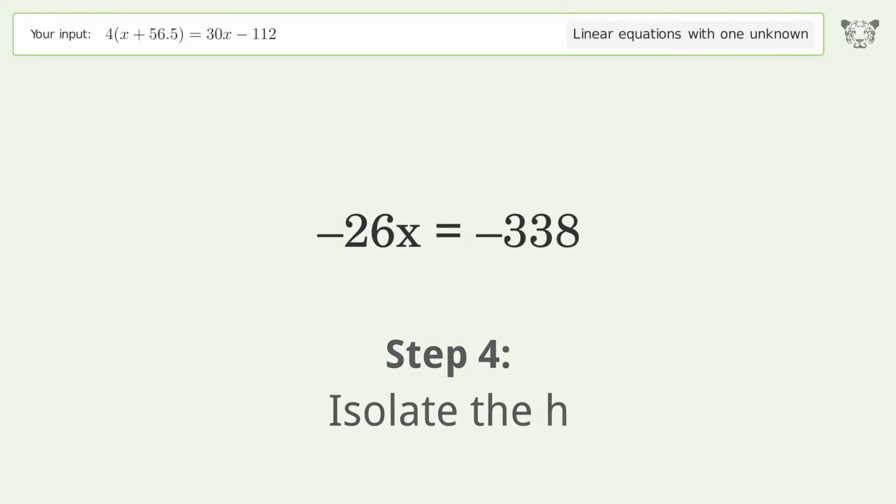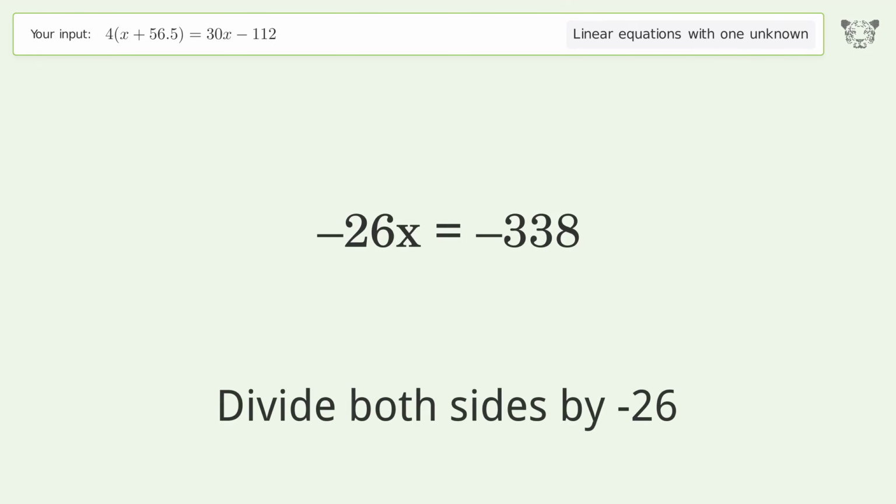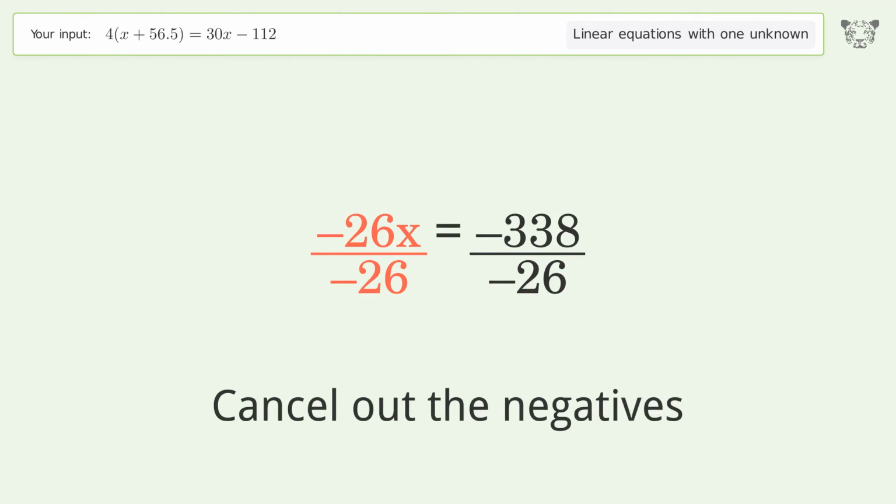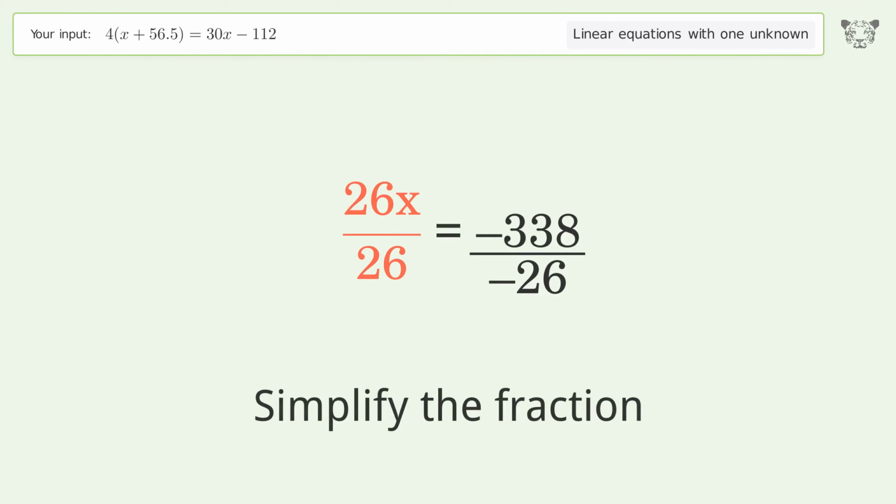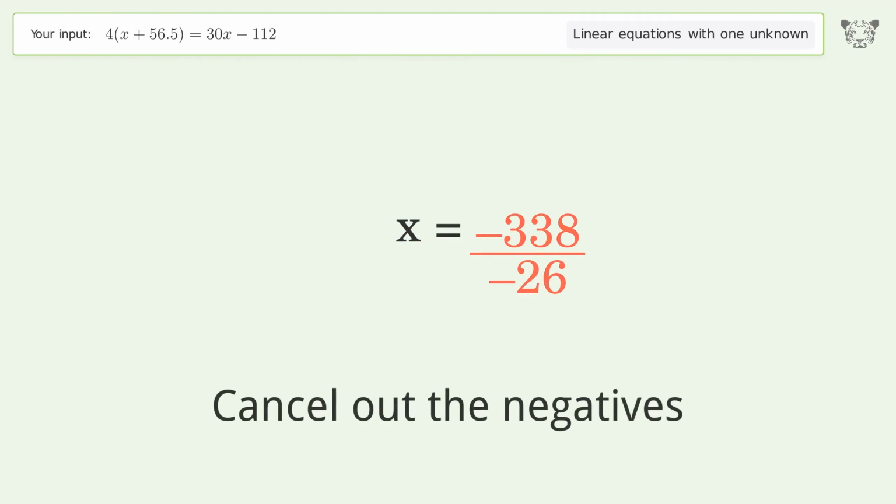Isolate the x. Divide both sides by -26. Cancel out the negatives. Simplify the fraction. Cancel out the negatives.